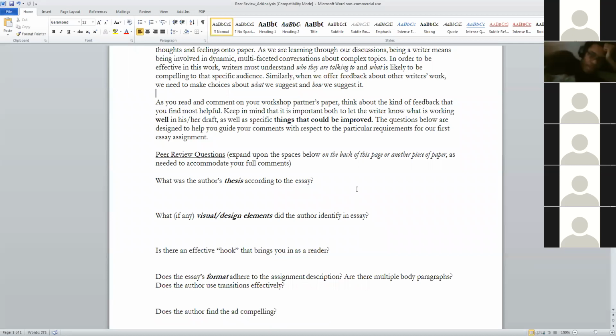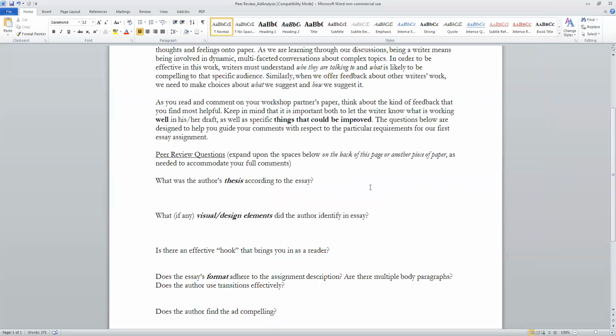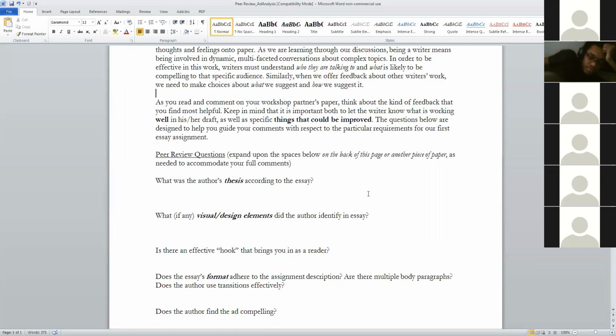Obviously, I try to point this out in as many papers as possible because I thought everybody did a really good job in establishing a distinctive thesis. So what is that thesis according to the essay? Number 2, what, if any, visual or design elements did the author identify in the essay? Not everybody stopped and said, I want to look at these specific design elements.